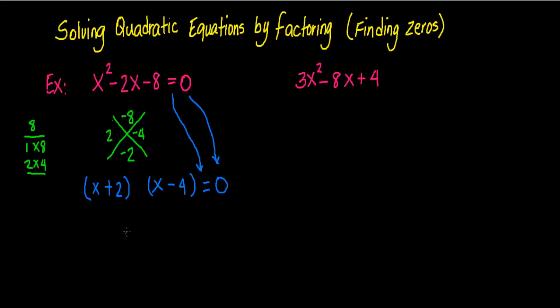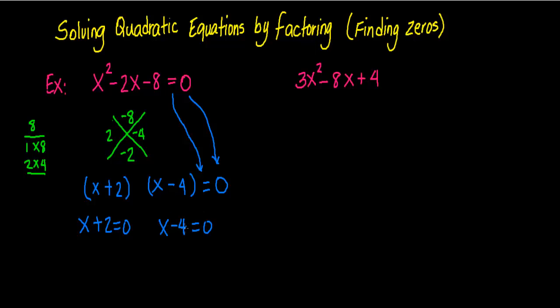And now we use the zero product property that says if something times another thing is equal to 0, then this has to be equal to 0, or this expression has to be equal to 0. So we equal both of them to 0. I take the first one, x plus 2 equals 0. And then x minus 4 equals 0. And we solve for x.